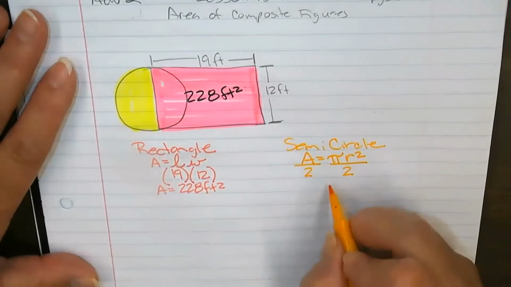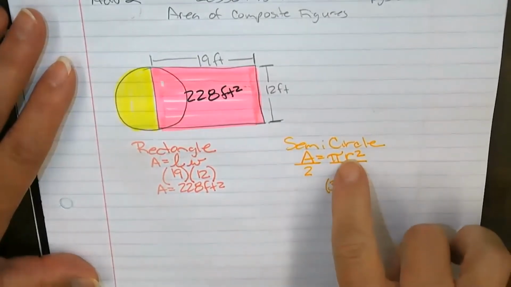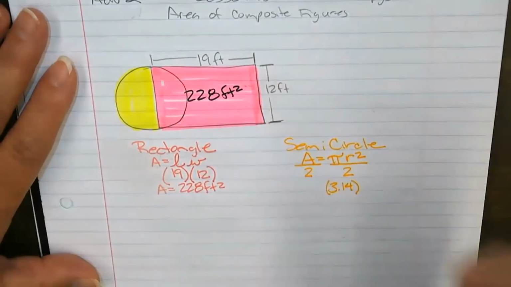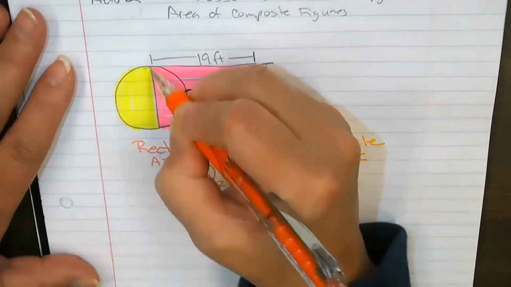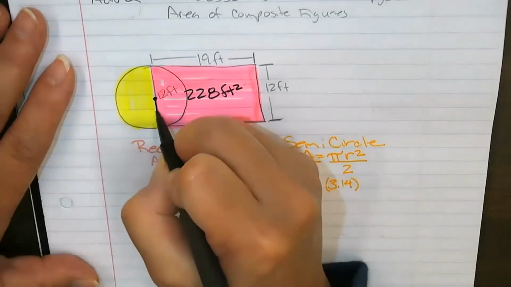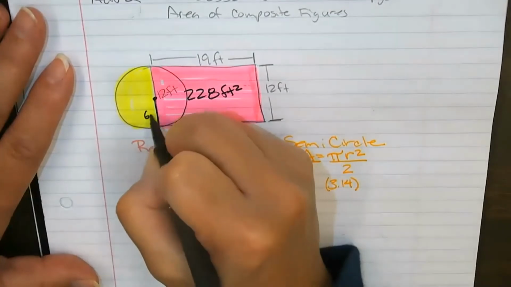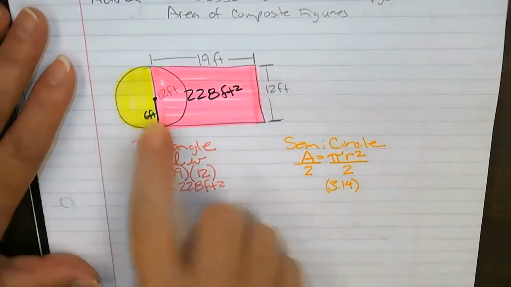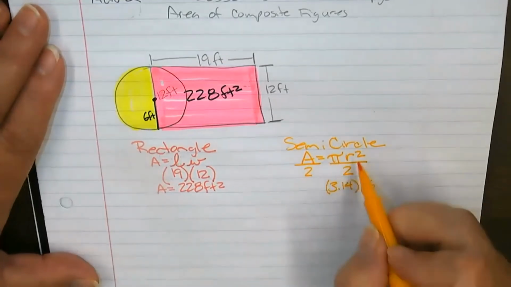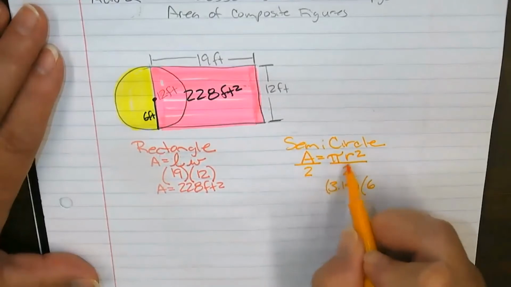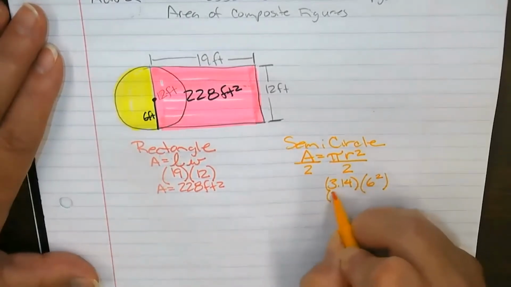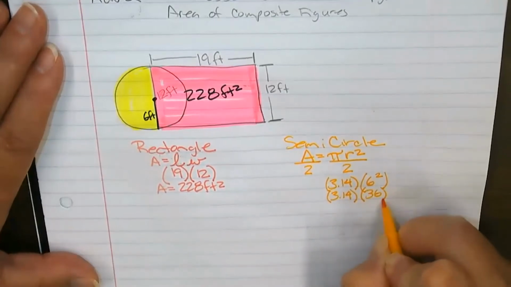So now it's substitution. Pi is 3.14, and my radius, they didn't give me a radius, but they did give me the diameter. If from here to here is 12 feet on a rectangle, this would also be 12 feet. And I know that the radius is half of the diameter. So this is 6 feet. So my radius is 6 feet. And remember, according to the order of operations, exponents are done before multiplication. So I like to put my exponent in there just to remind me to do it first. So 3.14, 6 times 6 is 36.